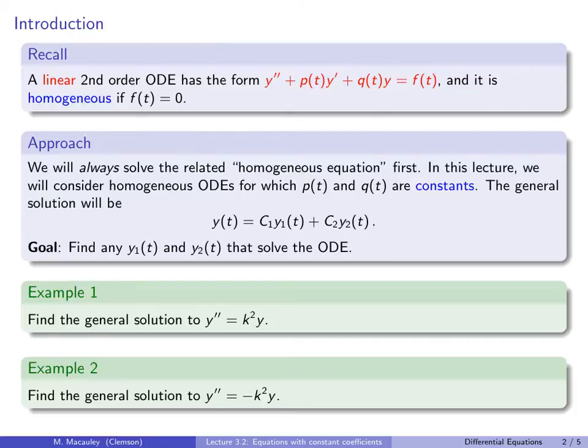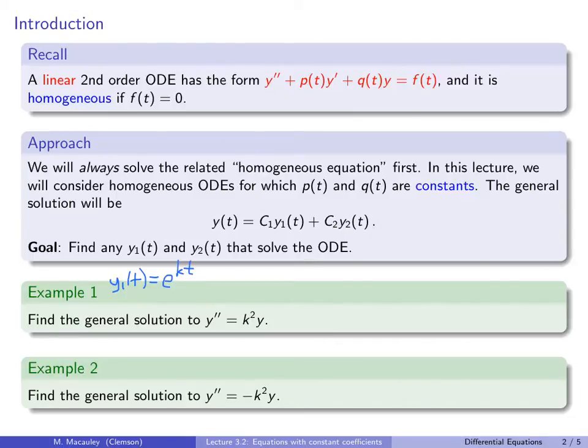So we'll start with some simple equations, ones where we can actually see y1 and y2 by inspection. So first, consider this ODE, y double prime equals k squared y. And let me ask you, can you think of a function y1 of t such that its second derivative is equal to the same function except a positive constant pulls down? So maybe you're thinking of an exponential function. So y1 of t is e to the kt.